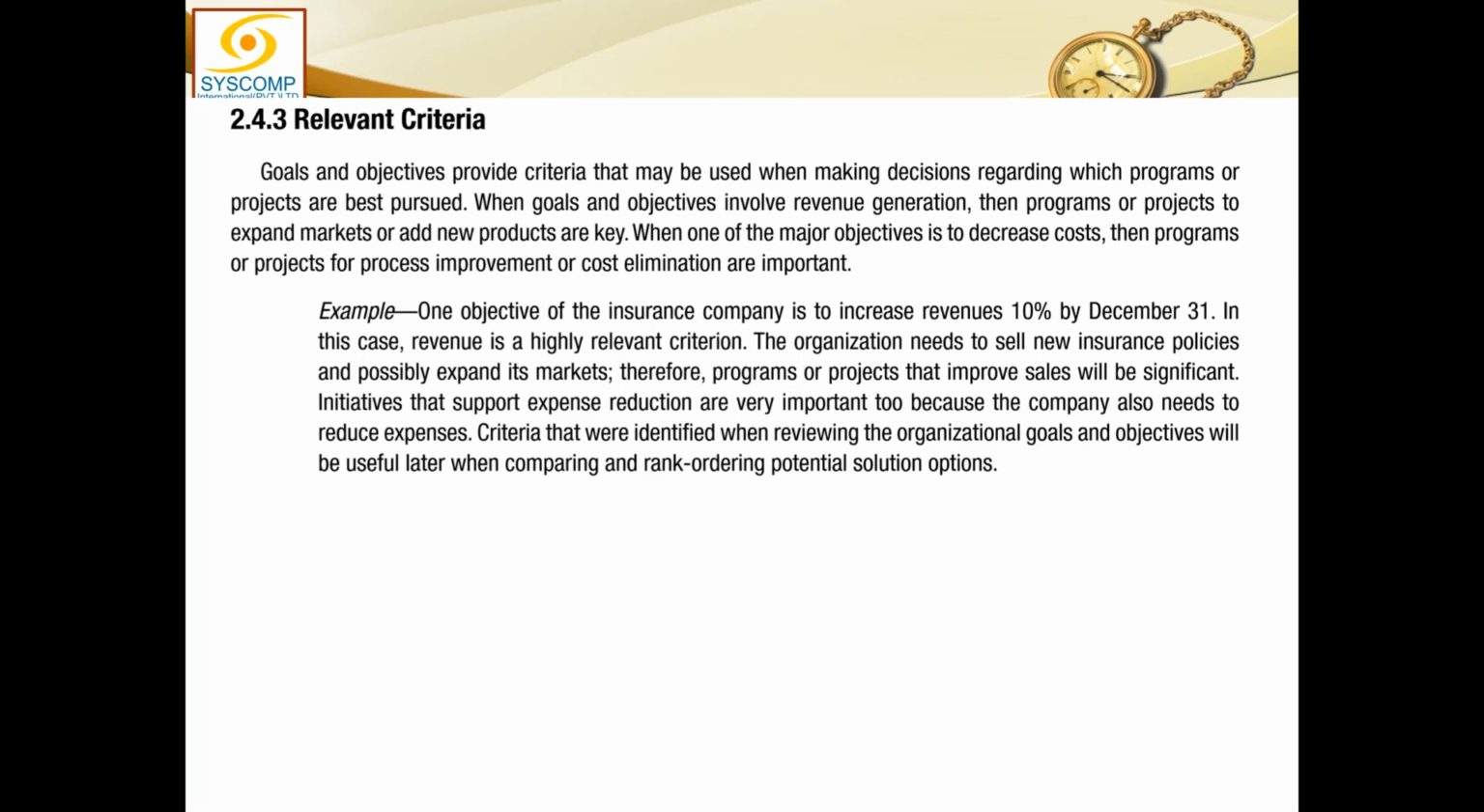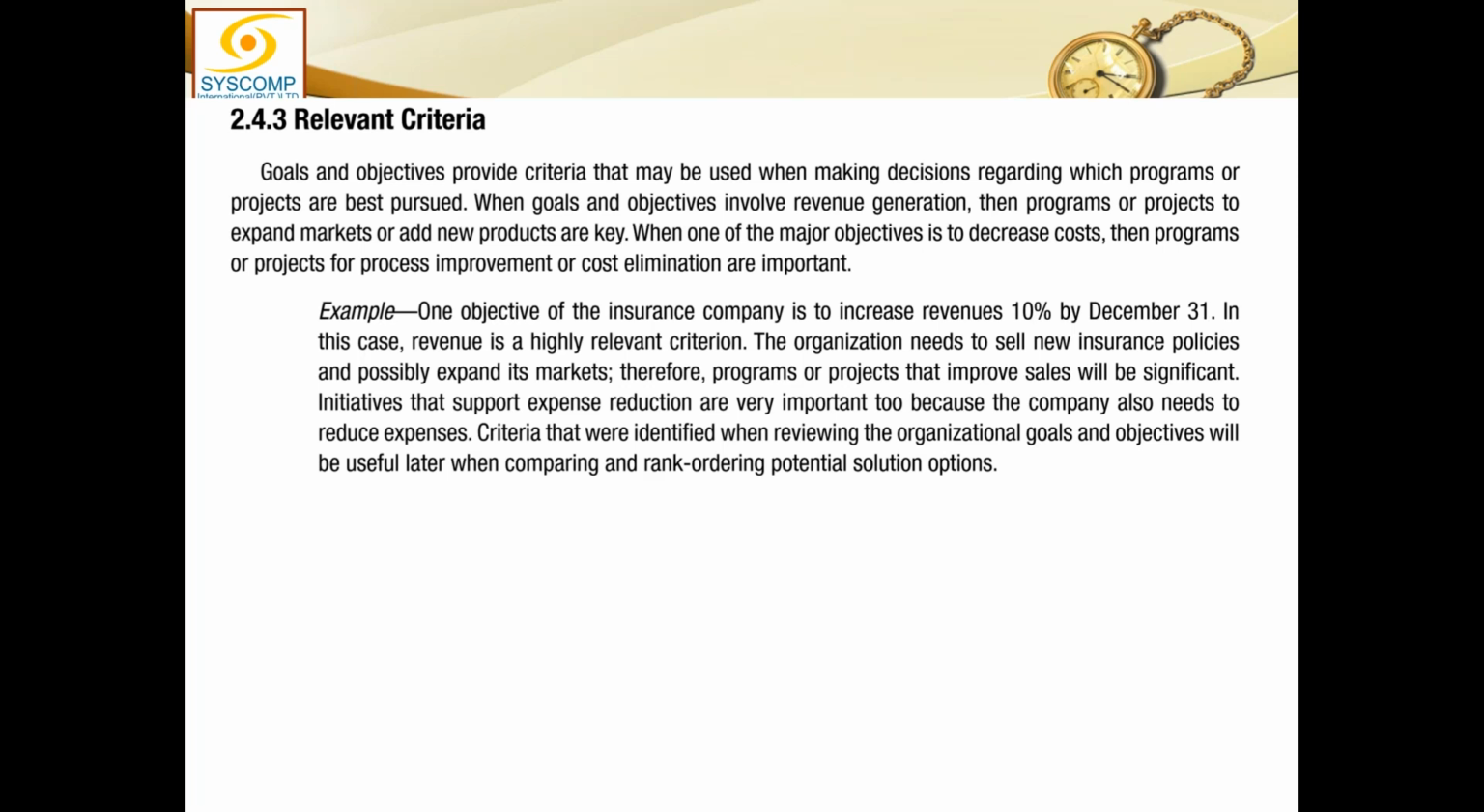For example, one objective of the insurance company, the example we are taking so far, is to increase revenue 10% by 31st of December. So those projects or program feasibilities or business cases which prove that they will be able to contribute to this objective, then probably they would be on a higher priority to start. In this case, revenue is a highly relevant criteria. So this is the relevant criteria. Revenue in this case specifically is a relevant criteria.